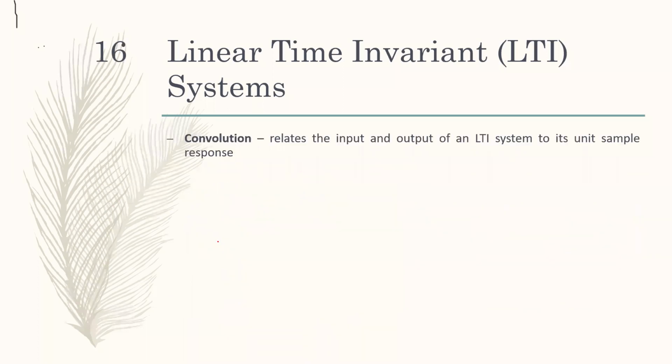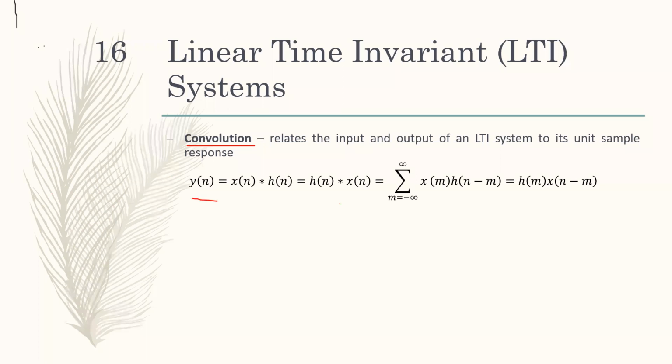Under LTI systems, there are many things we come across. The first is convolution, which we have seen in signals and systems. It gives us the relation between the input and the output of the LTI system in terms of the unit sample response. It is given by this equation: x of n convolved with h of n, or h of n convolved with x of n. It is invariant to the positions in which you place them, so both end up with the same results.